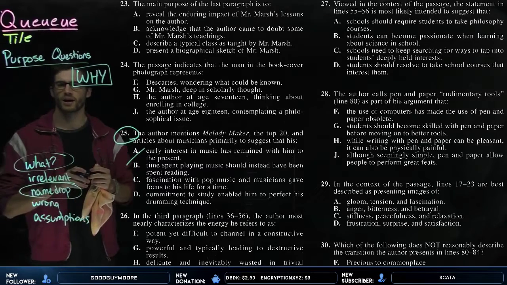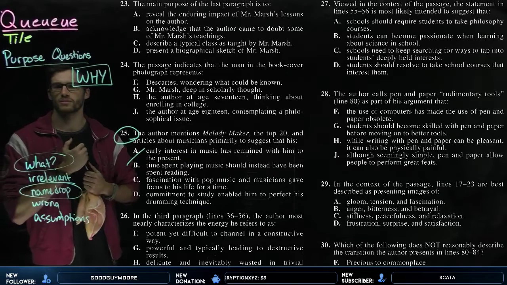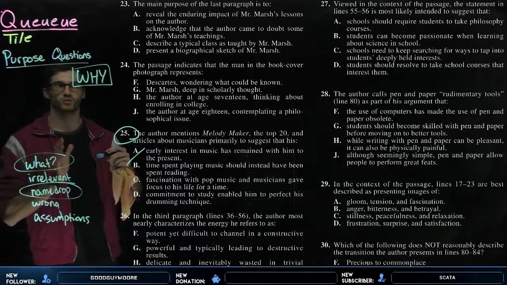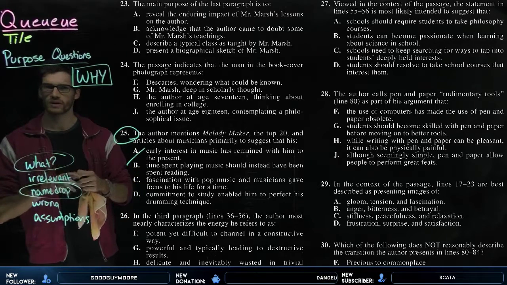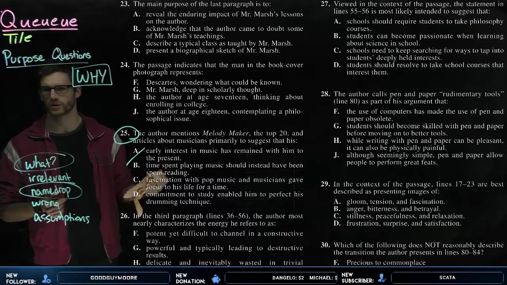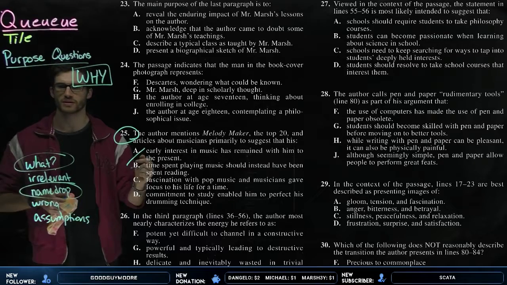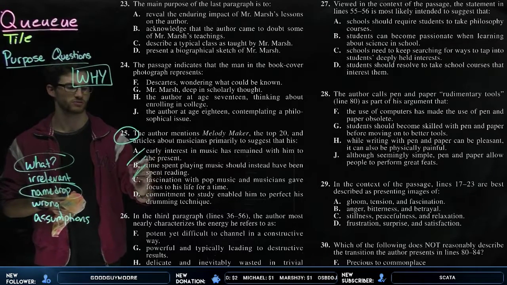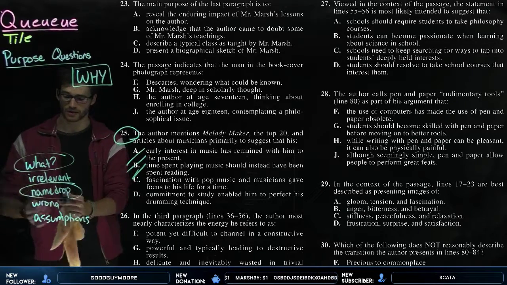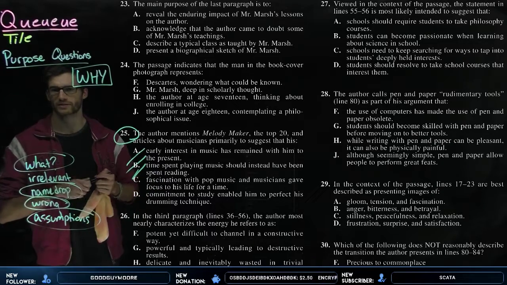B. The author mentioned these things primarily to suggest that his time spent playing music should instead have been spent reading. No, he doesn't really badmouth what he did in the past and say, I should have been reading the whole time. So that's not why the author mentioned those things, which means that B is wrong. So that missed. I wouldn't say that it's one of these things, or I guess it is. It's wrong. Okay, so we have assumptions and we have wrong. It just is incorrect. That's fine.